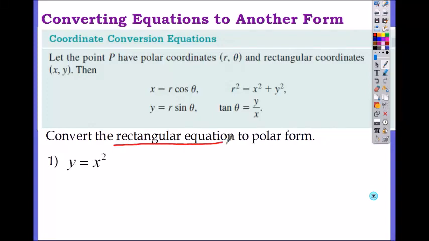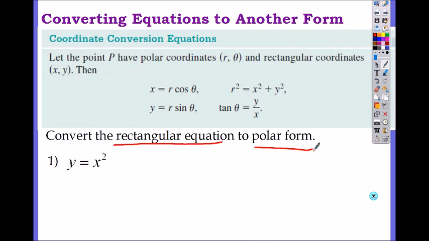Convert the rectangular equation to polar. Monday, we converted the coordinates from polar to rectangular and rectangular to polar. Now we are doing the equations. So remember these four equations from the right triangle?